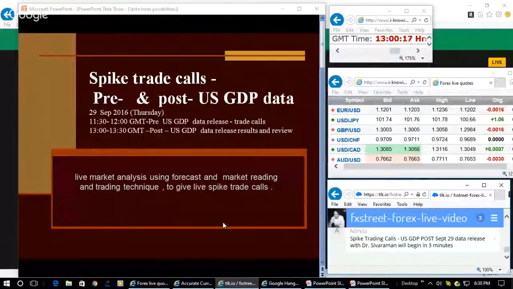I was giving the pre-US GDP data release between 11:30 and 12 GMT. The GDP data was released by 12:30 GMT, and it was nominally higher than the expectation, in line with the forecast. As a result, Euro and GBP started making the slide. So now you can understand the power of the forecast.